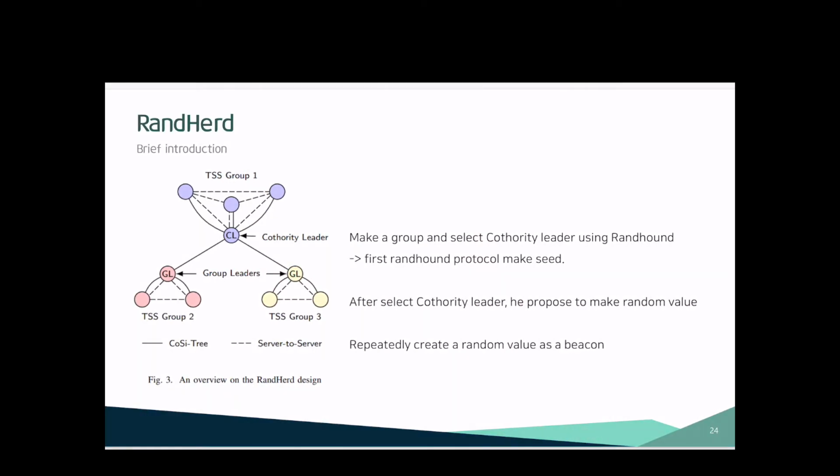And RandHerd is a continuous random value beacon. So this protocol makes a group and selects a leader using RandHound. They first run the RandHound protocol to make some random seeds. And after selecting the leader, he proposes to make a random value with the other groups' leaders and repeatedly creates a random value as a beacon.